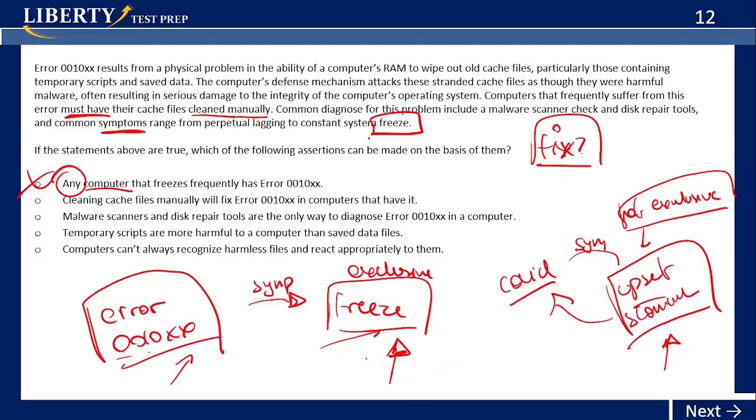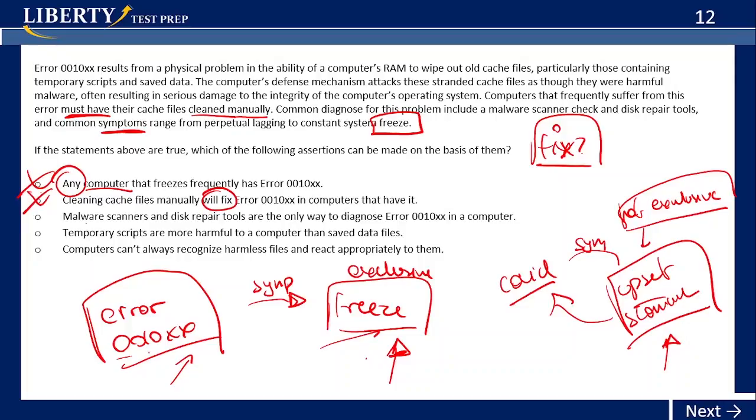But it's kind of helping the computer to be useful, right? But it doesn't mean that it's fixing the error. So the word fix is not justified here. We don't know if we are fixing it by just cleaning the cache files manually. We know that we are making it work, but not fixing it, because fixing it means that it won't have that error again. And this seems more like maintenance rather than fixing something. So that's out. B is out.